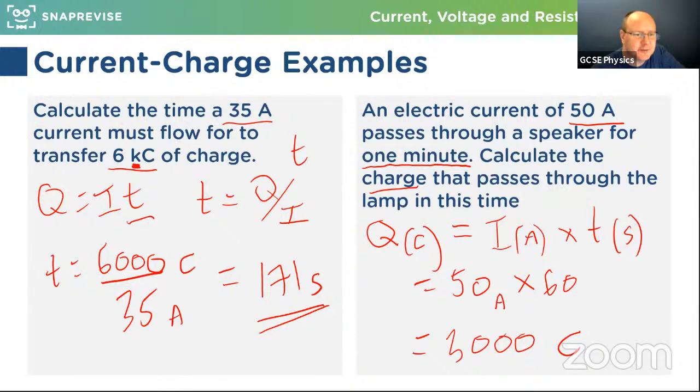So 3,000 coulombs of charge is going to pass through that speaker in a minute. An electrical current of 50 amps. That's one heck of a speaker. Right. Festival speaker, base unit maybe. Right. Moving on from there.